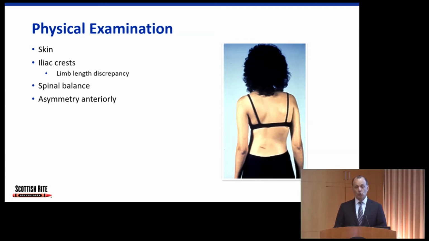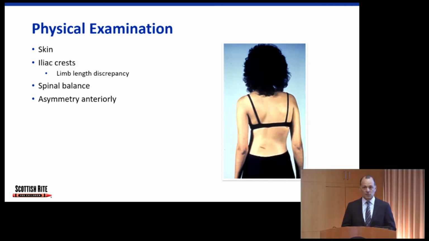Iliac crests, again, we're looking for limb length discrepancy. So oftentimes a child will have a little bit of a scoliosis or apparent scoliosis, but when they're standing with their feet shoulder width apart and you put your fingers on the top of the iliac crest, you might notice one iliac crest a little bit higher than the other. And that's really the best way to test limb length discrepancy. Measuring from the anterior superior iliac spine to the medial malleolus supine on the table is not a very accurate way to do it.